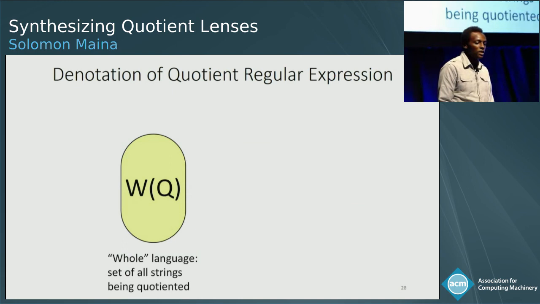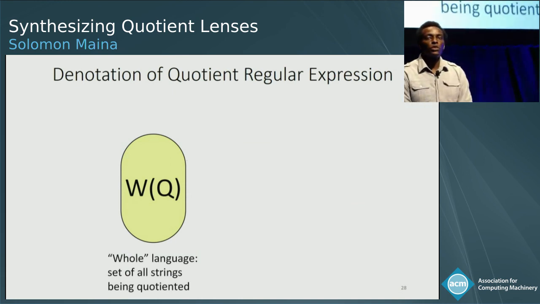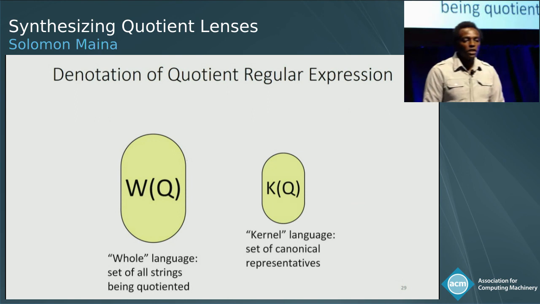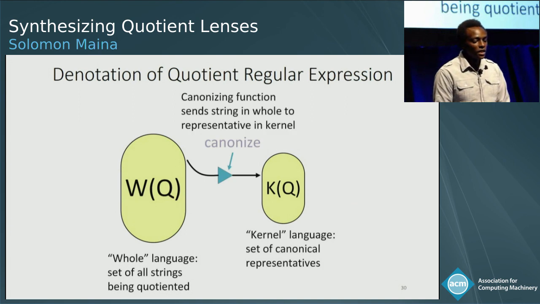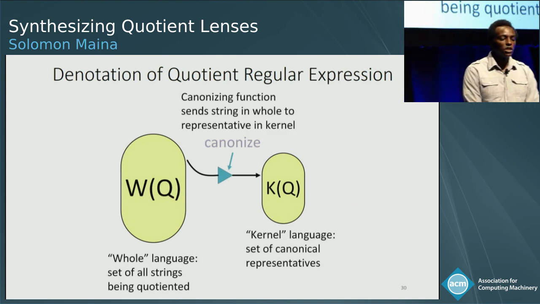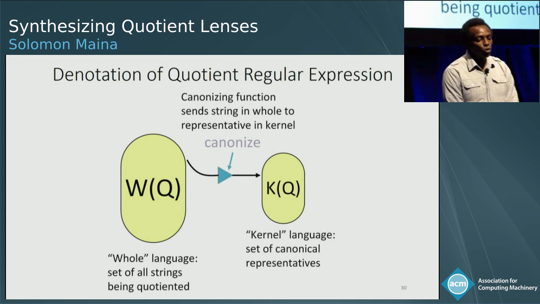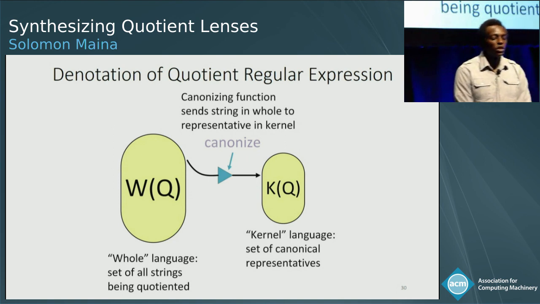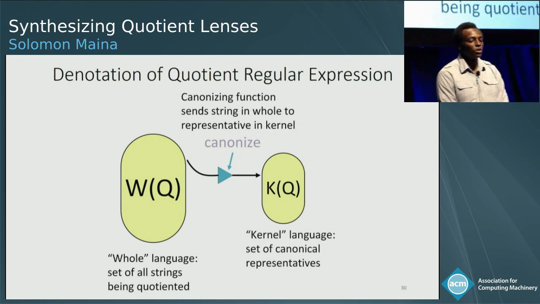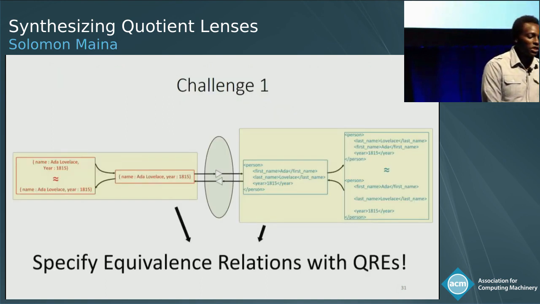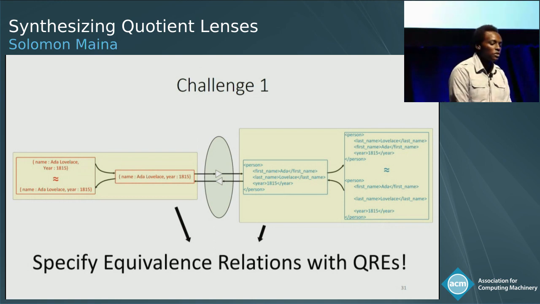So in a little bit more detail, the denotation of a quotient regular expression has three parts. There's the whole language, which is the set of all strings being quotiented. There's the kernel language, which is a set of canonical representatives. And then there's a canonizing function, which sends each string in the whole language to its representative in the kernel. And two strings in the whole language are considered equivalent if they map to the same canonical representative. So this was our solution to the first challenge: how do we specify equivalence relations with QREs?